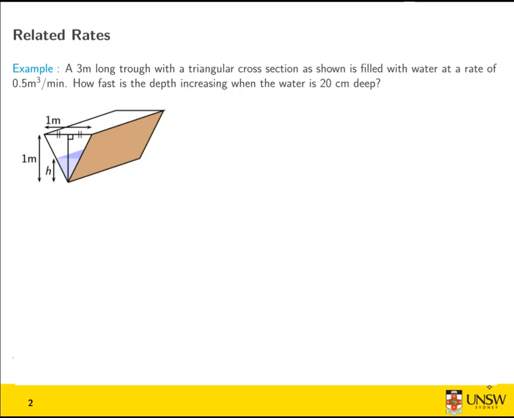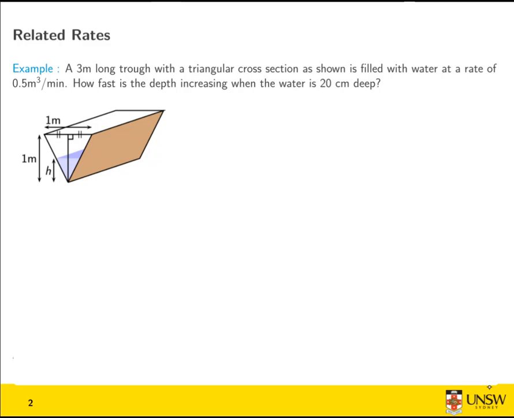In this problem, we have a 3 meter long trough, so it's that thing, that's where cows, for example, will drink. It has a triangular cross section, indeed. And it is filled with water at a rate of 0.5 cubic meters per minute. So the volume of water we put in every minute is constant. And the level of water will be rising with time. Our question is, how fast is the depth increasing when the water is 20 centimeters deep?